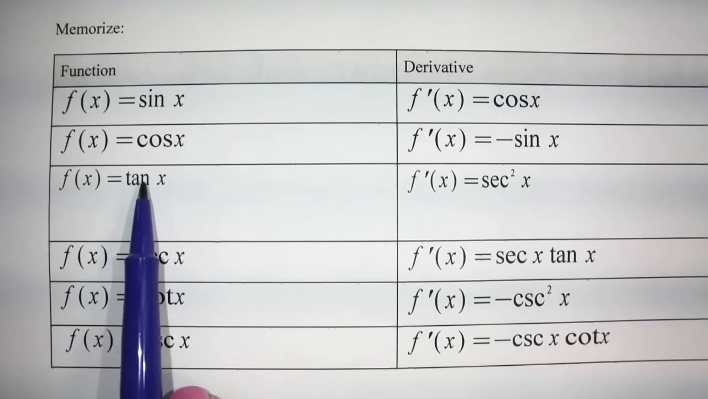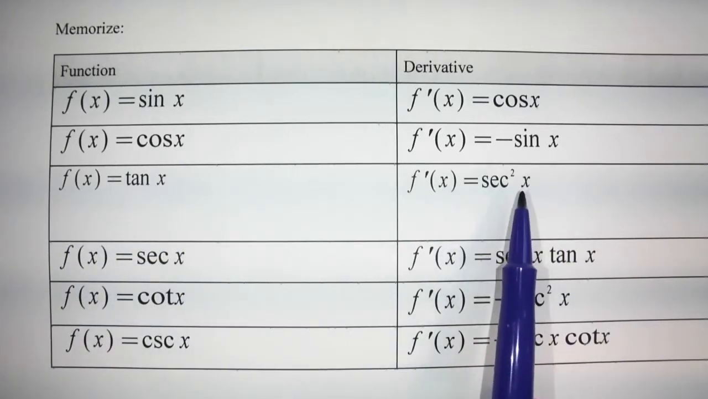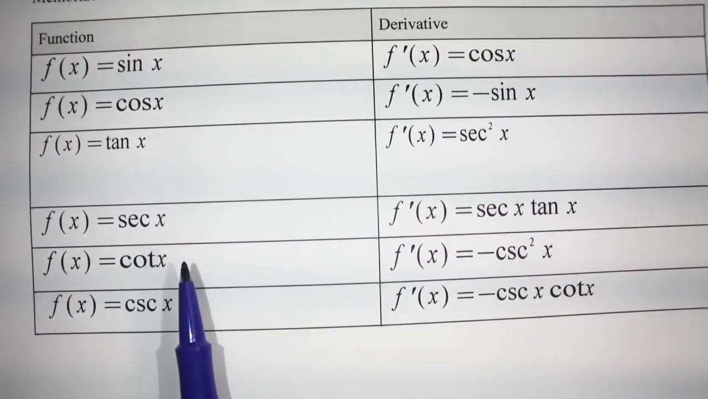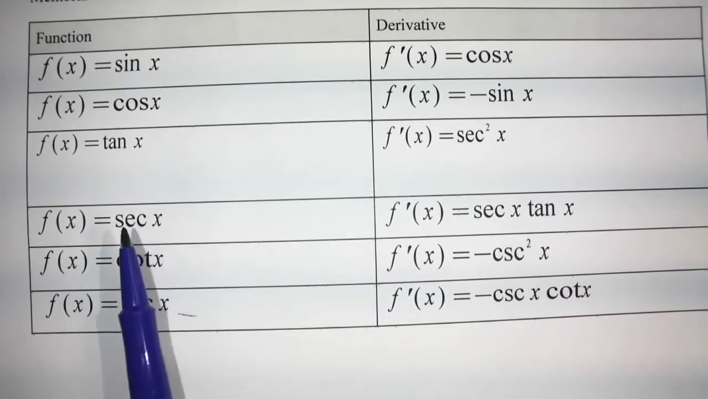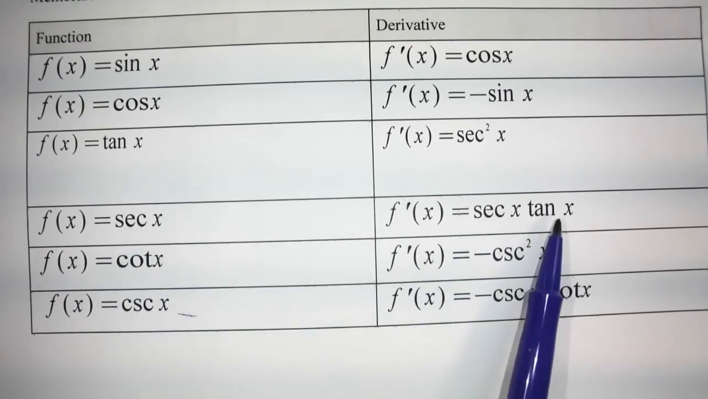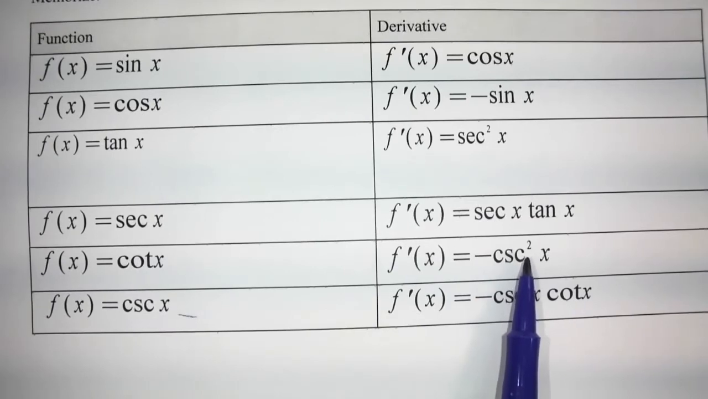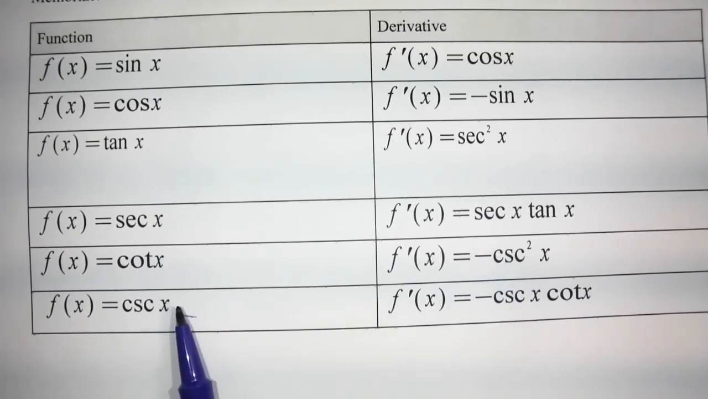The derivative of tan x is sec squared x. And these three are less common on exams, but they do come up, so you have to memorize them just in case. The derivative of sec x is sec x tan x. The derivative of cotan x is negative cosecant squared x. And the derivative of cosec x is negative cosec x cotan x.